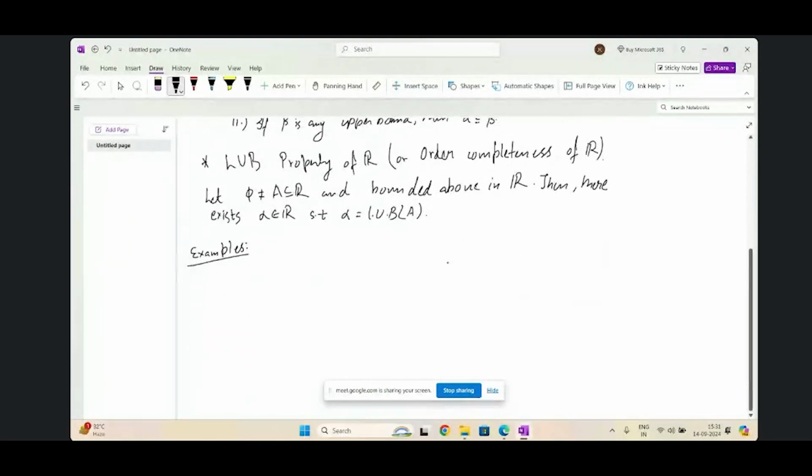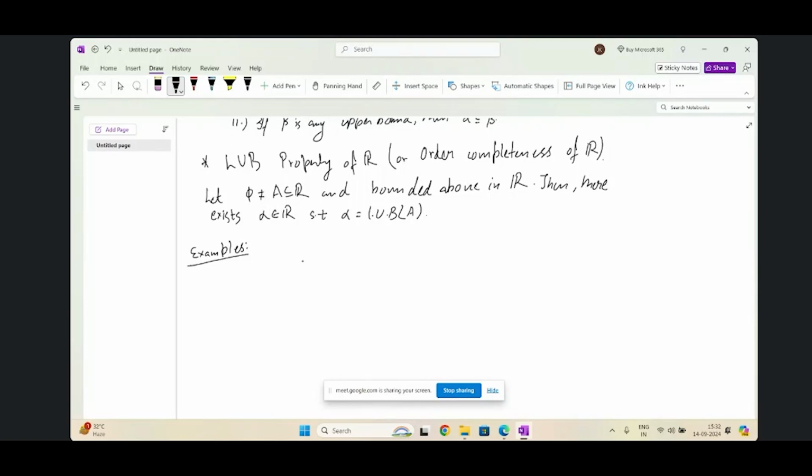So this is the LUB property of R, also known as the order completeness of R. What does it say? Let A be a non-empty subset of R and bounded above in R. Then there exists alpha belonging to R such that alpha is equal to the least upper bound of A. This property or axiom is the simplest axiom in real analysis that you can think of. You have a non-empty subset and it is bounded above in R.